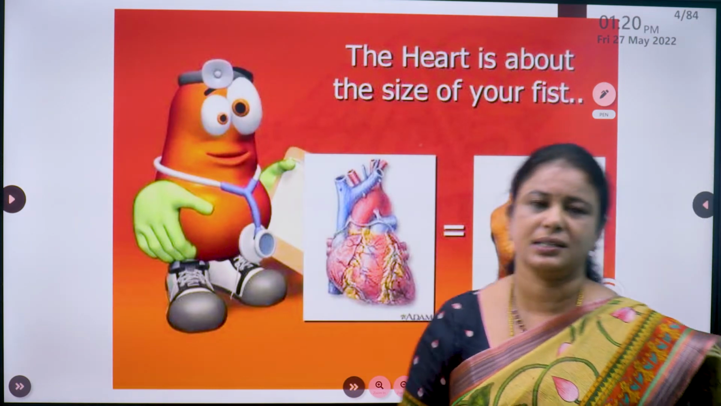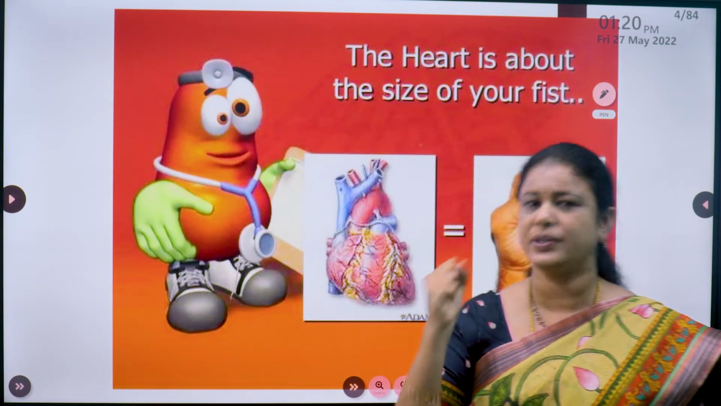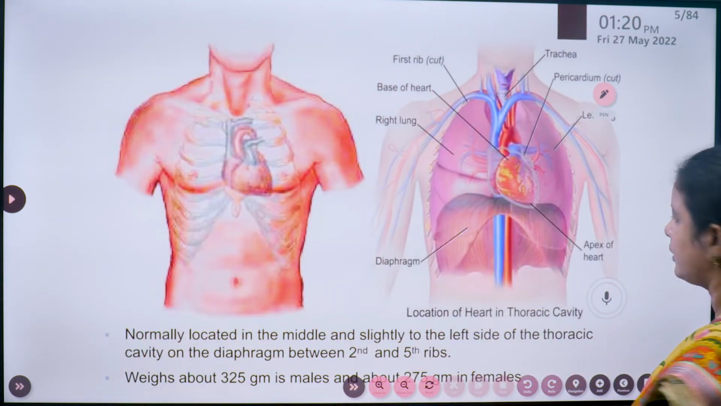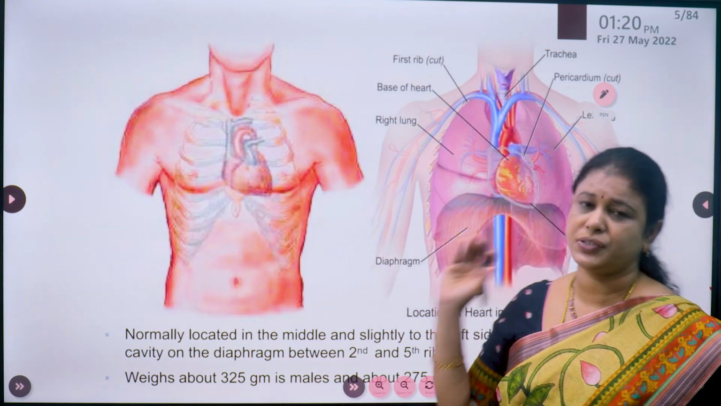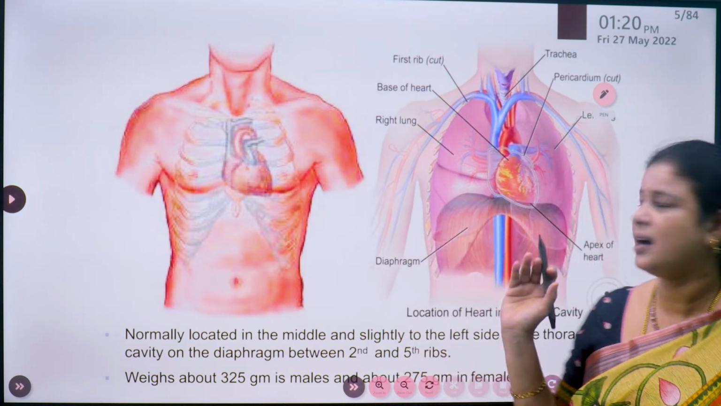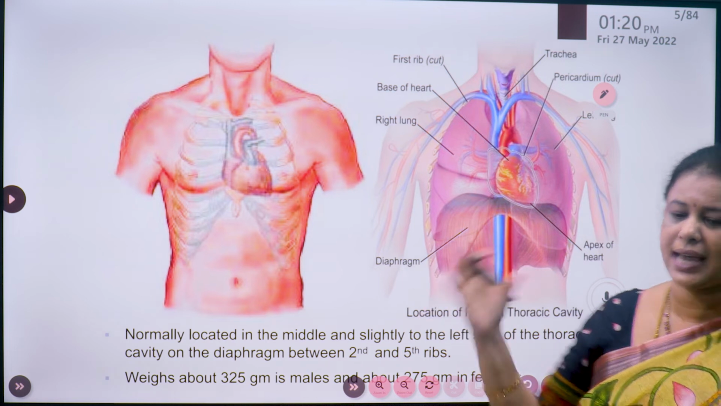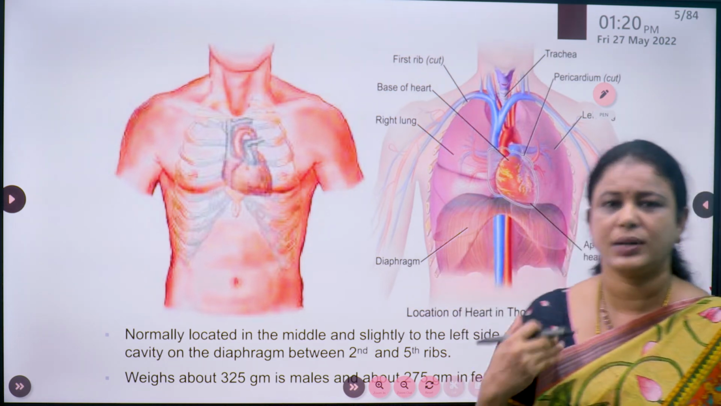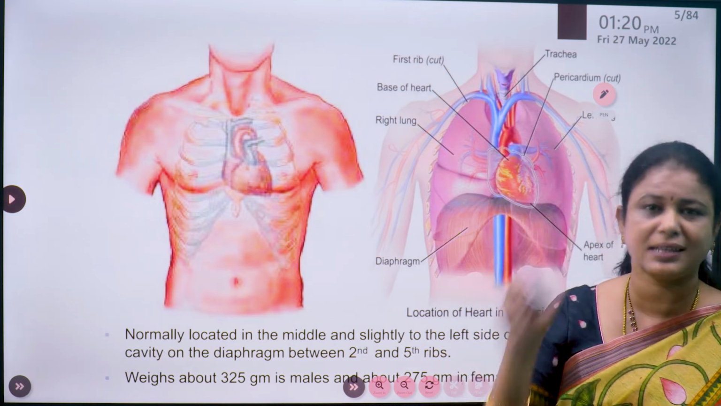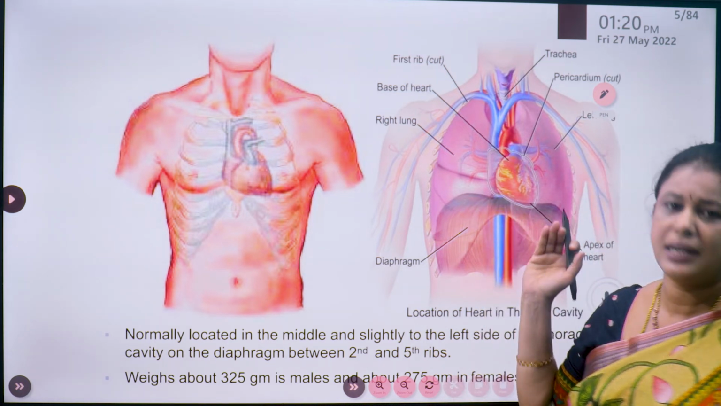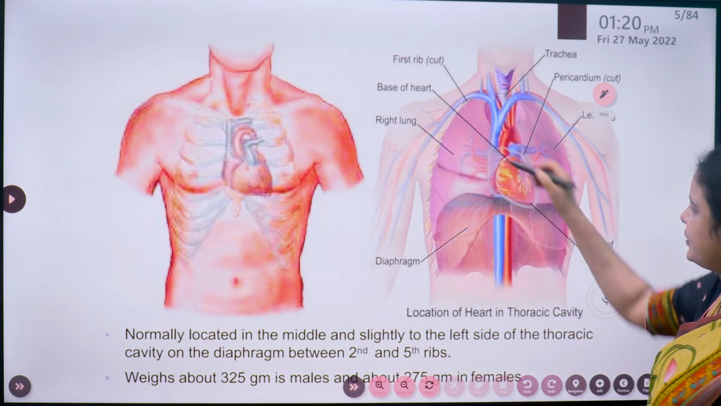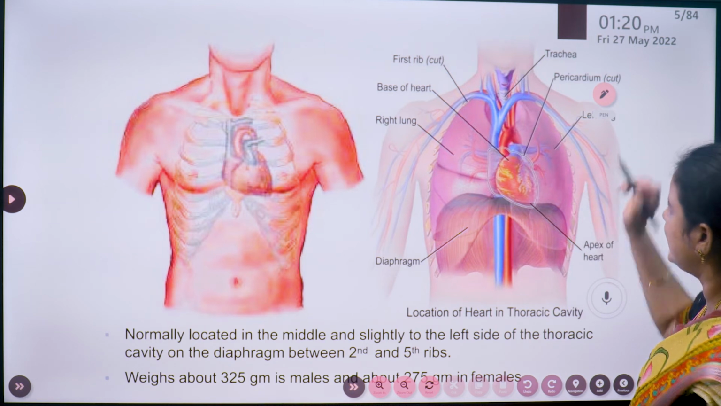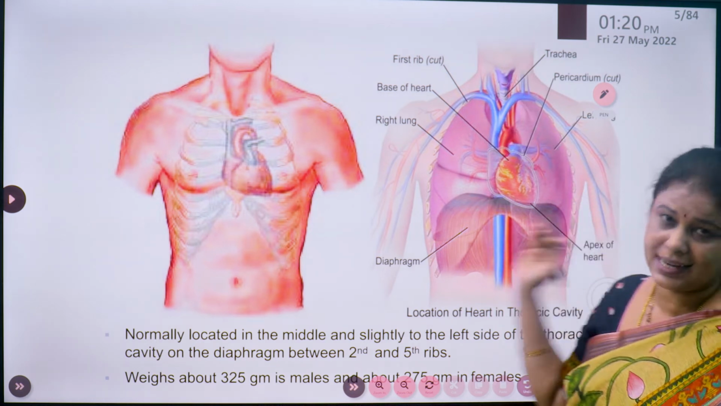The size of the heart is like an individual's own fist. The heart is situated in the thoracic cavity between the lungs, within the mediastinum and towards the left. The heart has a base and an apex.